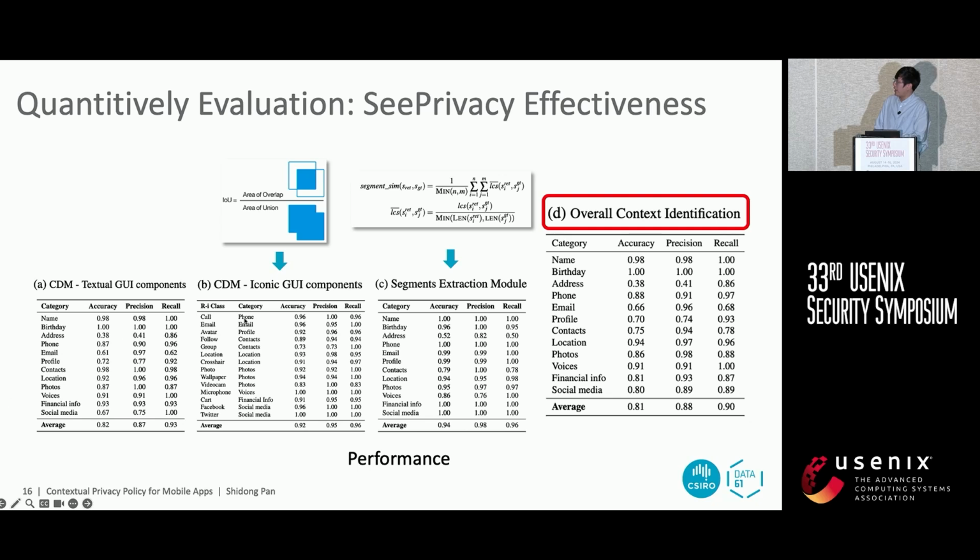And then we conduct the evaluations. For the iconic component, we use the IOU to detect whether we successfully detect some iconic component from the screen. And for the privacy policy segment retrieval, we use a modified LCS, the longest common string, to judge whether our retrieval is successful or not. Our overall performance is in this last table. You see the accuracy, precision, and recall are pretty satisfying as a useful tool to generate contextual privacy policy.